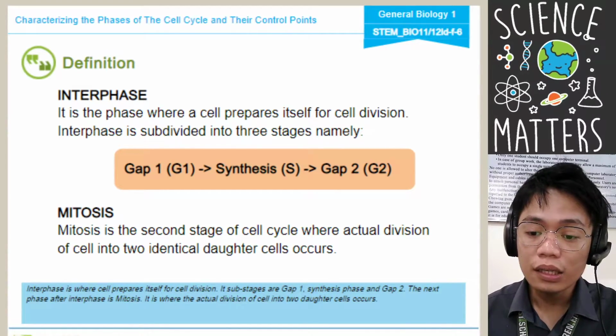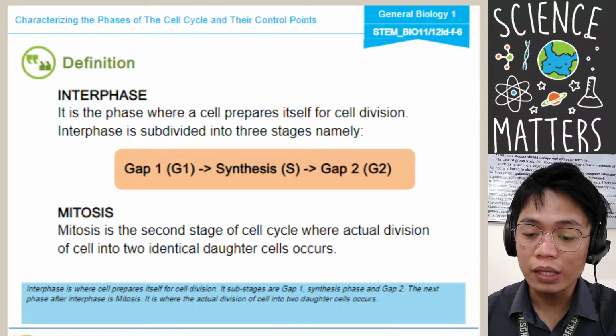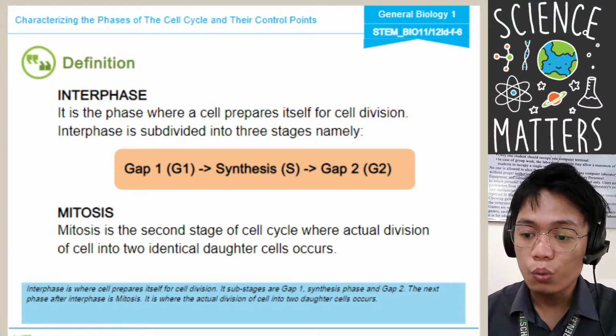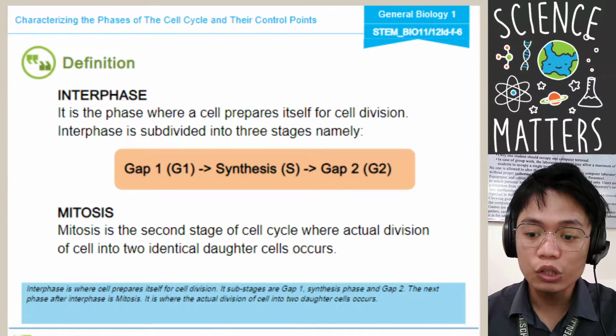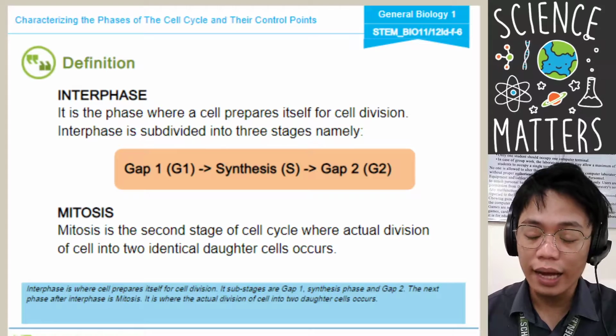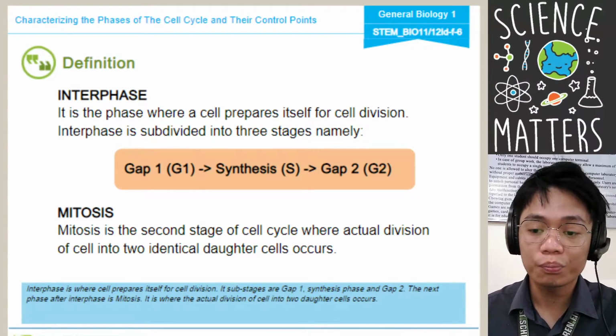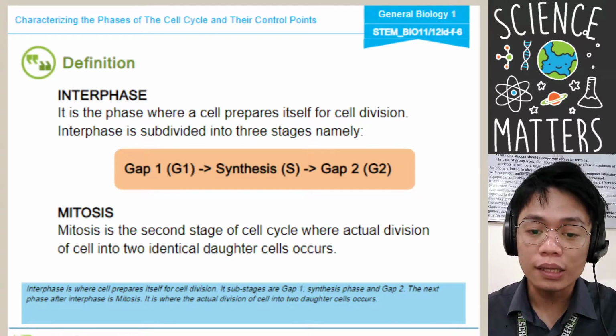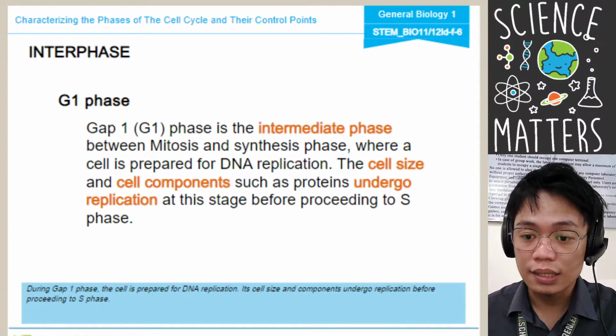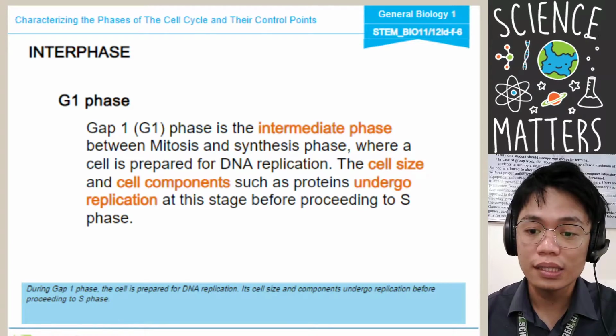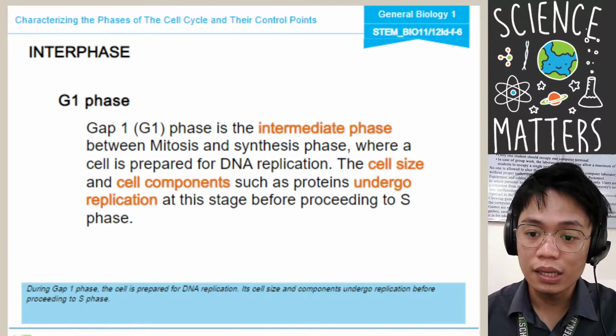Then the next process would be the mitosis. Mitosis is the second stage of the cell cycle where actual division of the cell into two identical daughter cells occurs. So these two are the main processes involving the cell cycle. Let's start discussing the interphase.